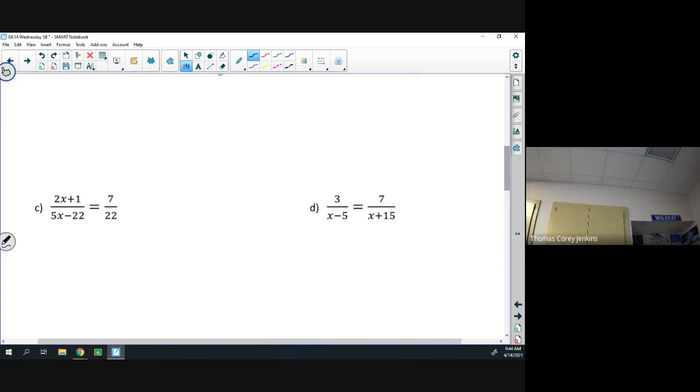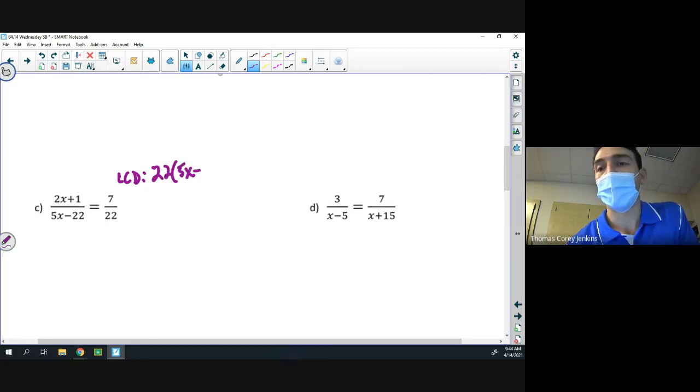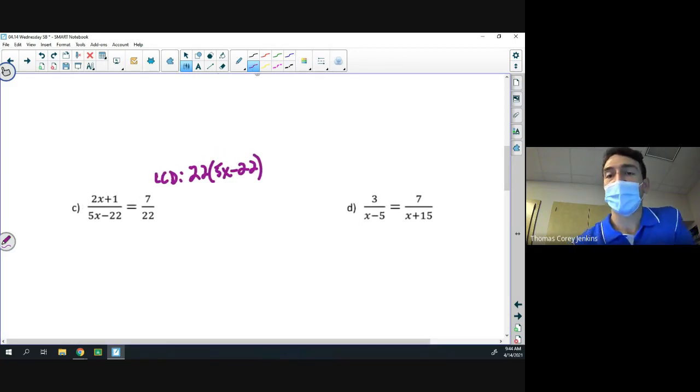All right, so like I said, we'll come back to B and look at C. So on C, let's just take the same approach that we did on the other one. My LCD on this one is just going to be 22 times 5x minus 22, which is kind of weird looking, but we'll just leave it like that. And let's go ahead and think about multiplying both sides by that weird looking factor and how that would work.